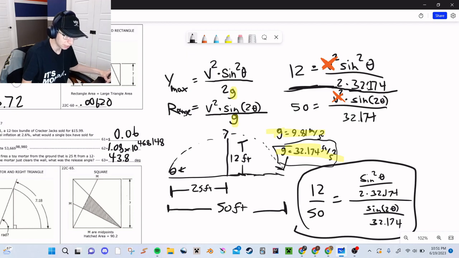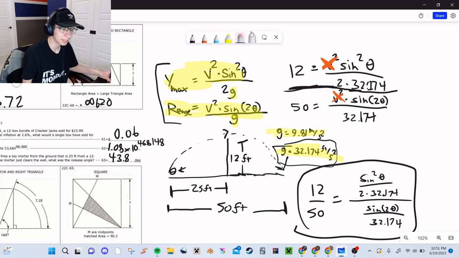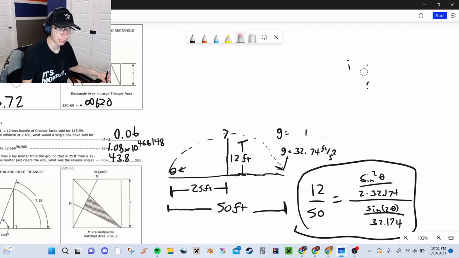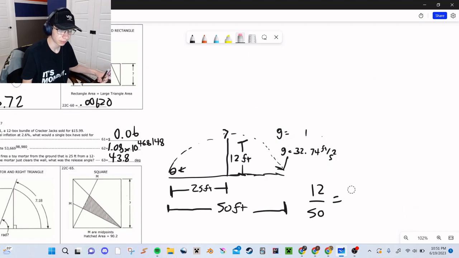So you got to know these two equations here, memorize them, and your gravitational constants. I think you could also have set up a system of equations to also solve for the velocity, but I bypassed that by just dividing the two equations.